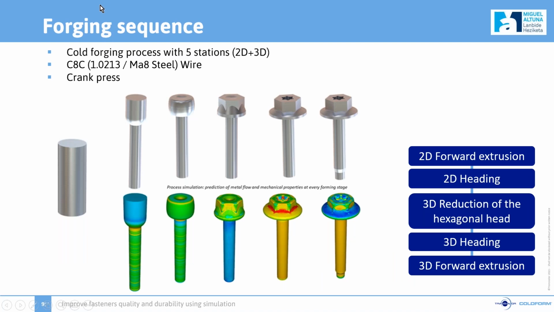This case of Hex-Stark's screw was provided by Miguel Altuna Institute of Spain. For fasteners, we typically have steps at the beginning that can be simulated in 2D, and other steps that can be simulated in 3D, for example, the reduction of the hexagonal head, the heading, and the forward extrusion. Between the 2D and the 3D cases, we can define a transition that will allow the transfer of the geometry from 2D to 3D. We can check here and see that the results are in very good agreement with the reality. In the gray, we have the reality geometries, and here we have the numerical results. Results are in very good agreement.